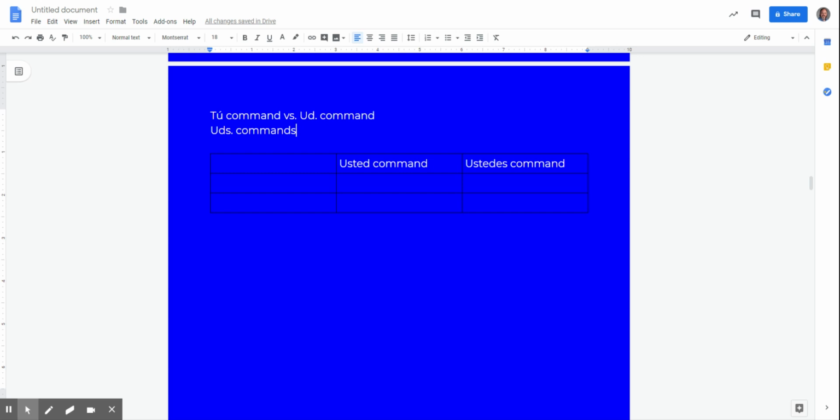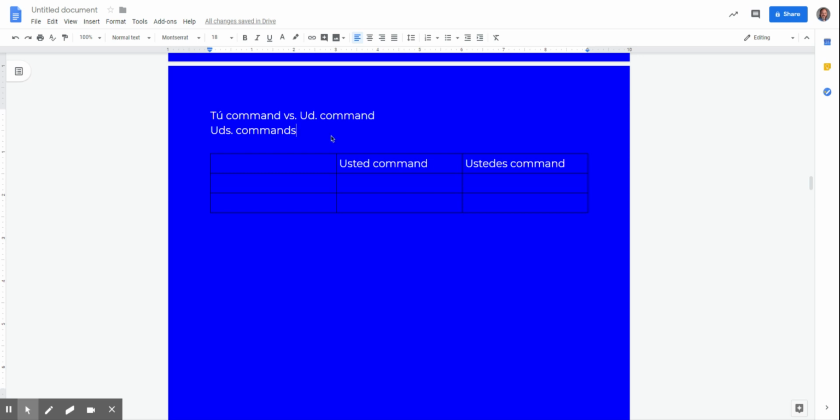Ustedes commands, it doesn't matter if you're being nice or if you're talking to your friends or to people you don't know. Ustedes commands are for everybody. It's when you're giving a group of people a command and telling them to do something. So if you're telling a group of people, no matter who they are, adults, children, whoever, you're going to use the ustedes commands. Okay. So I want to go through those with you.